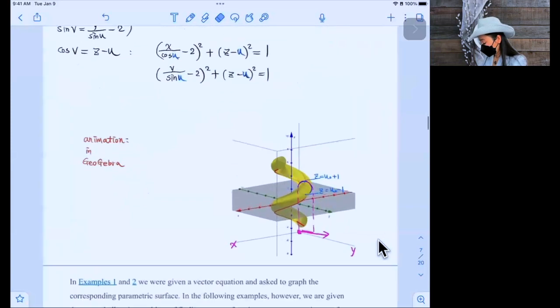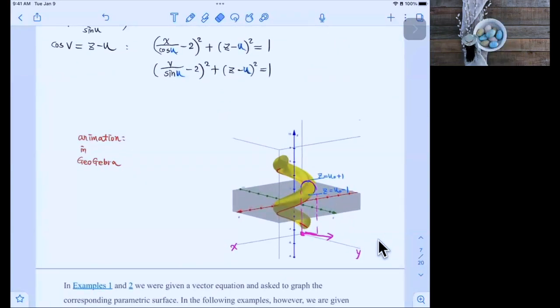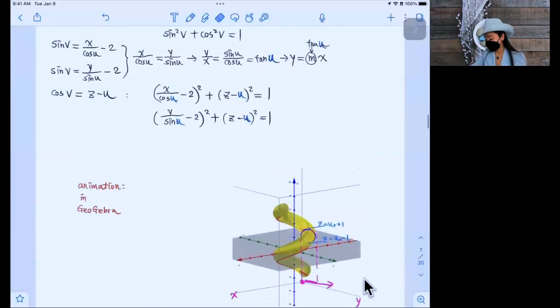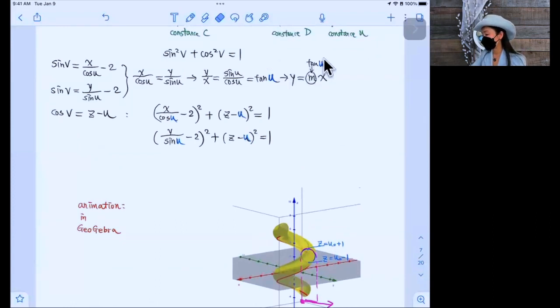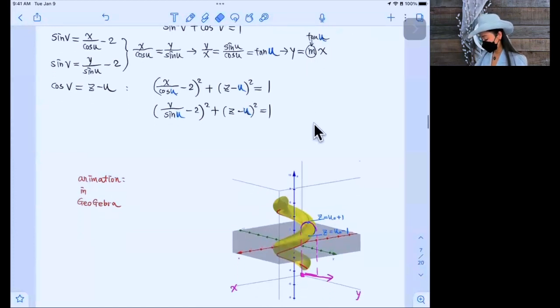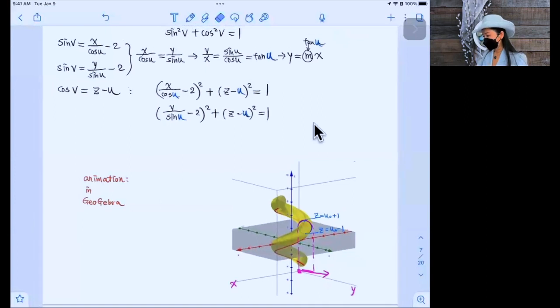And for this circle, if you project that to this xy plane, the equation for this line here, the slope, is going to be y equal to tangent u times x. So when you project this line down on this xy plane, you should get y equal to mx, with m being tangent u.